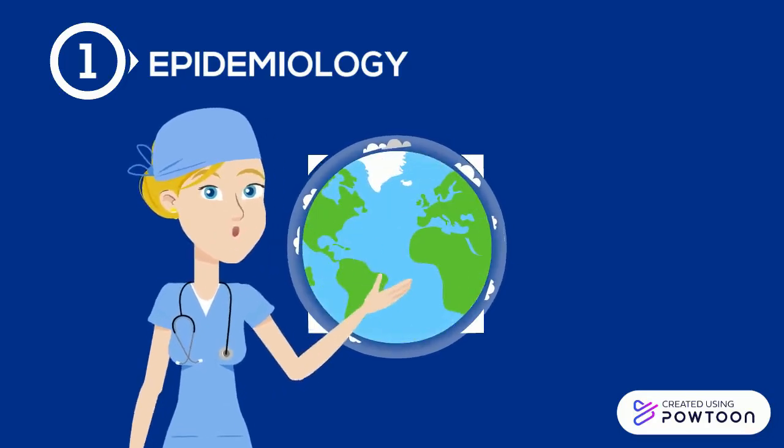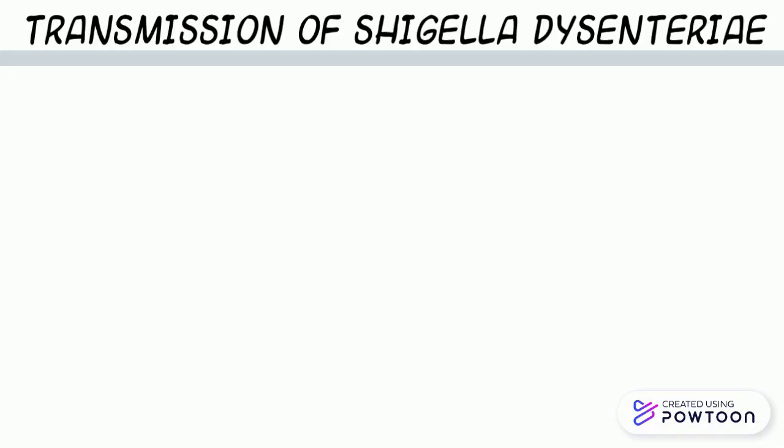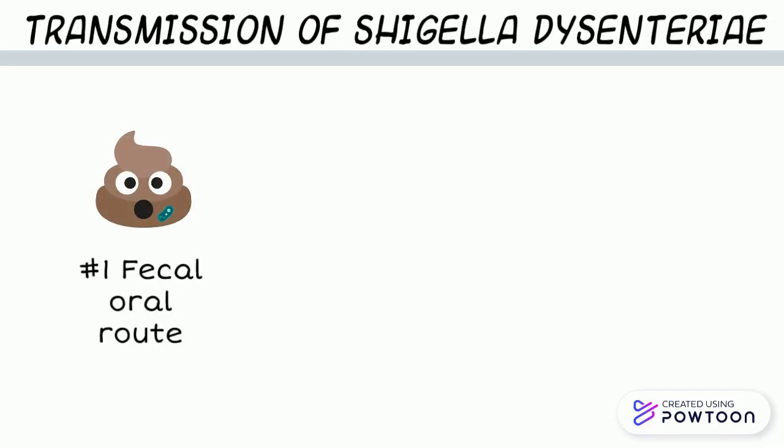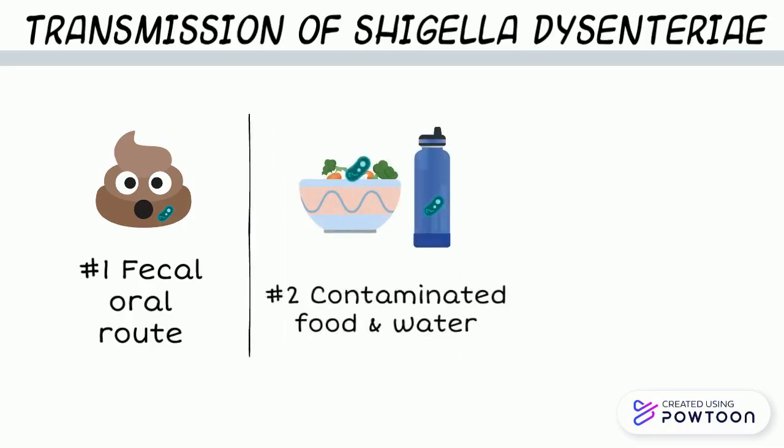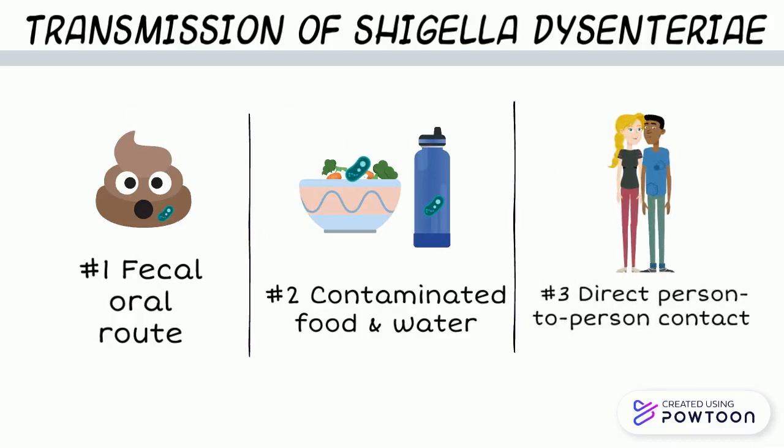Transmission of Shigella dysenteriae occurs through three main routes. The fecal-oral route, where the pathogen is passed in the feces and then contaminates other surfaces and can go into the mouth of a person. Contamination of food and water through the lack of hygiene in cooking preparation. And direct person-to-person contact with an infected individual, and it can also be sexually transmitted.